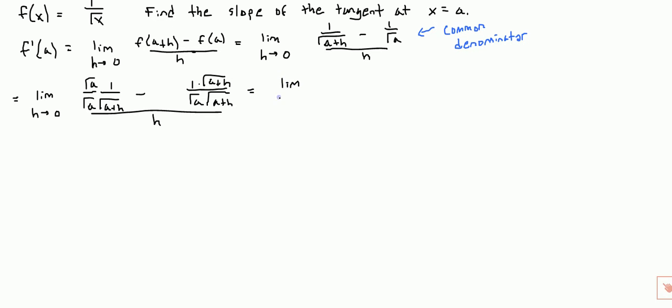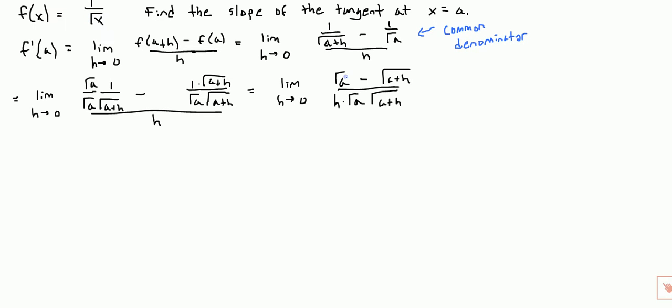Okay, so now limit as h approaches 0, square root of a minus square root of a plus h. That's the top, right? And then on the bottom we have that combined denominator. Alright? And then this is all divided by h, so I could divide it all by h, but I'll just put it right here. So we still can't plug in h equals 0 because we'd have divide by 0. So we have to do another algebra trick.